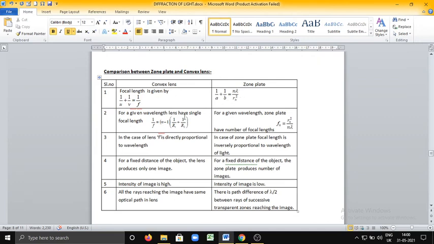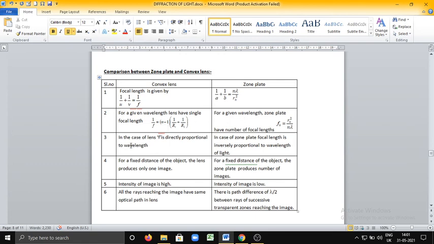Comparison. For a given wavelength, a lens has a single focal length. We have the expression for focal length, that is the lensmaker's formula, 1 by f is equal to n minus 1 into 1 upon r1 plus 1 upon r2. Important relation for focal length of a convex lens. In case of a zone plate, for a given wavelength, the focal length is given by fn is equal to rn square by n lambda, and it possesses a number of focal lengths, multiple focal lengths for a single wavelength.